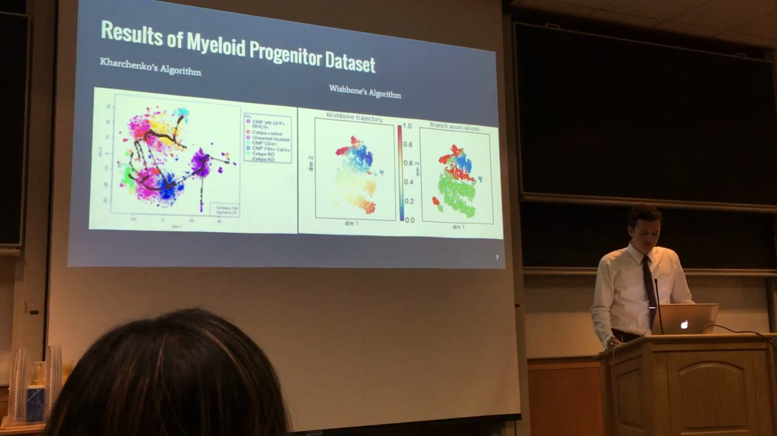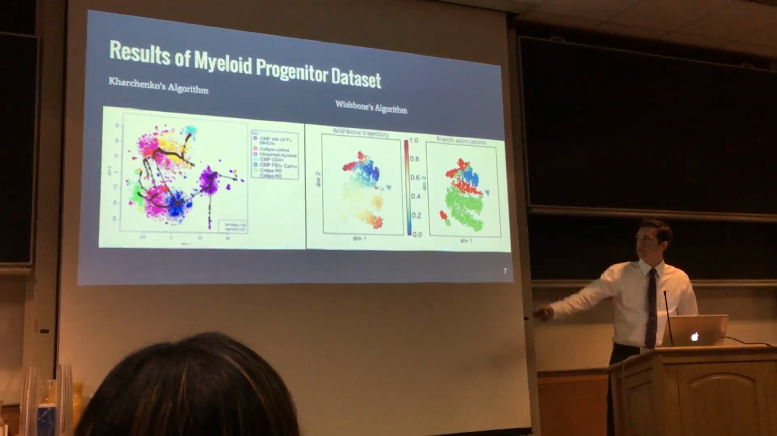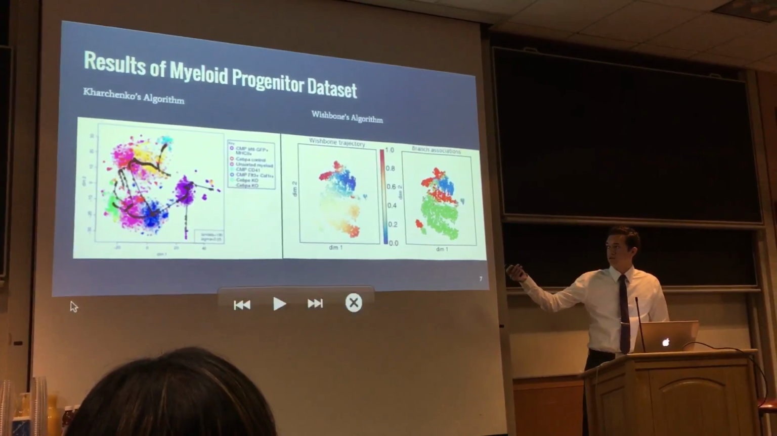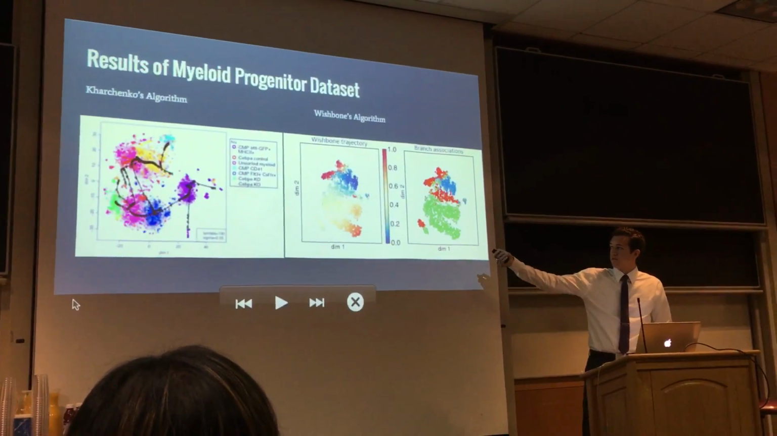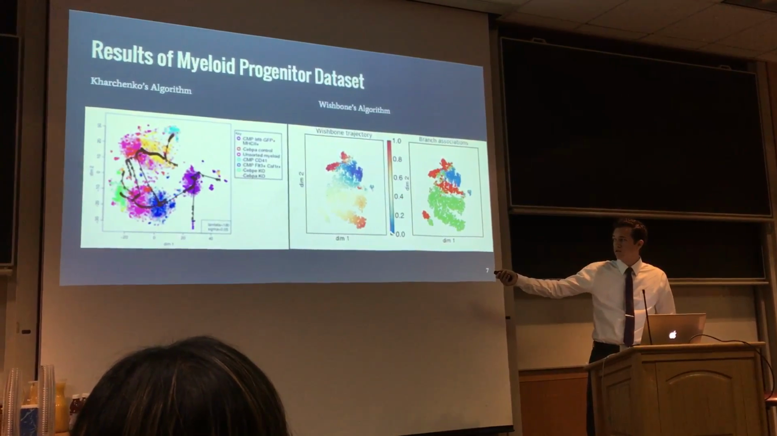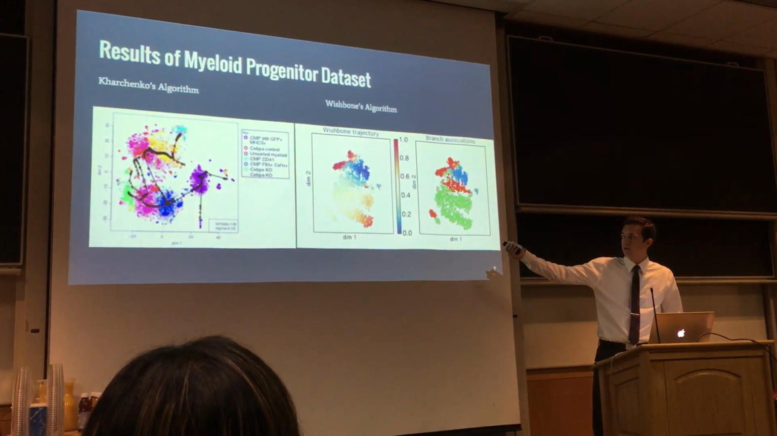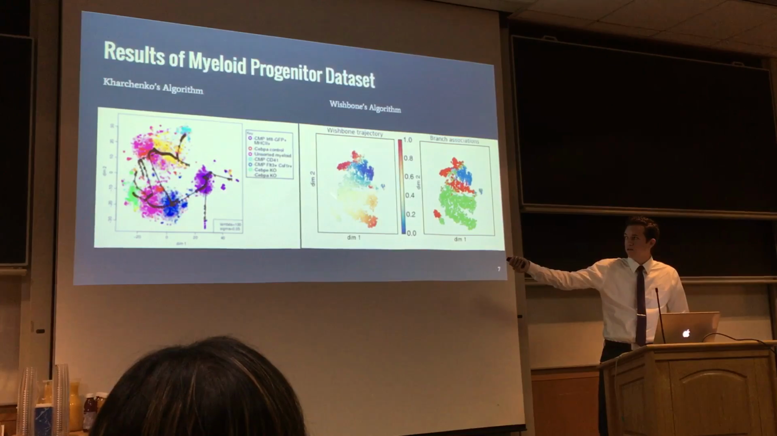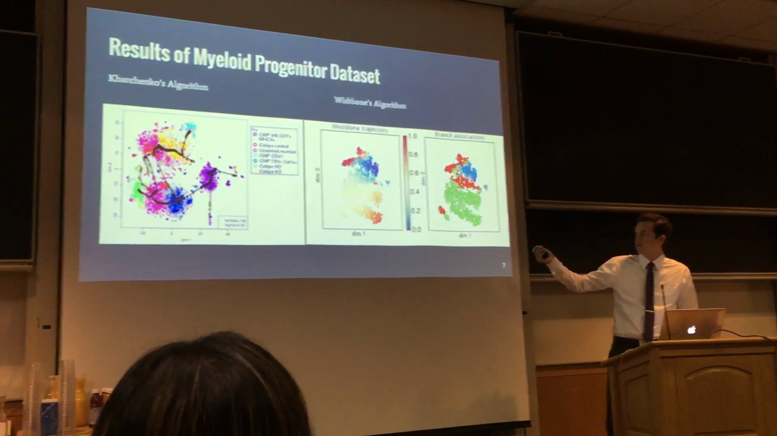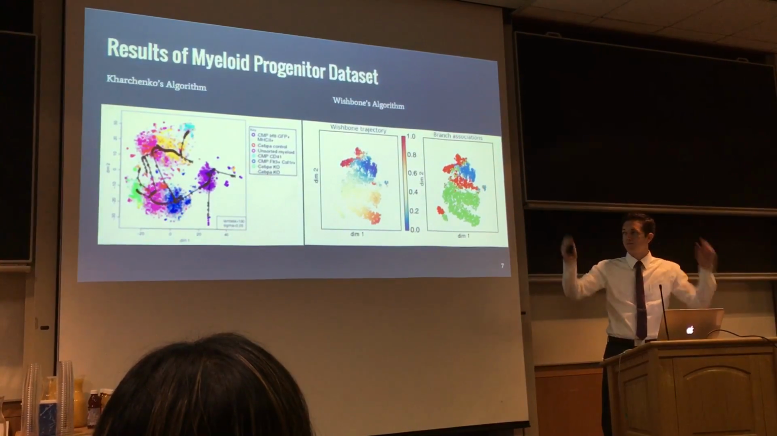So here are the results from the myeloid progenitor data set. On the left is Krushenko's algorithm results, and on the right is Wishbone's algorithm. So I'll explain how you can interpret Wishbone's trajectory. So if you see this graph, this metric right here, the cool colors are the beginning of the trajectory and the warmer colors are the end of the trajectory. So if it were to be a line, it would start here, move this way, and then jump up over here. And on the right, this is how you can identify the branching. So it starts with blue and then moves to red and to green.